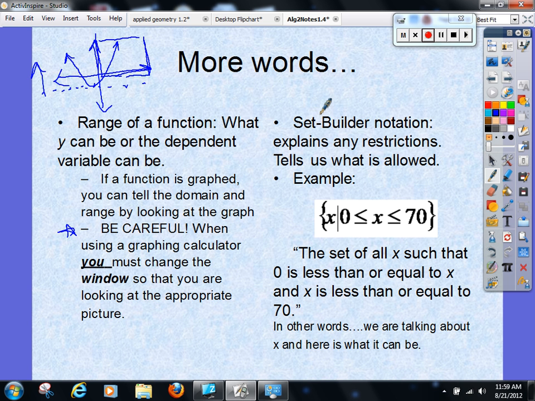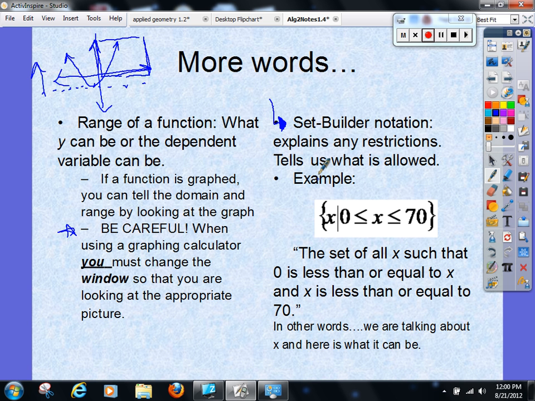This is probably what will be tested on or quizzed on the most from this section, the set builder notation. The rest is kind of just review and skills with using the calculator. The set builder notation is new. This is what it looks like, and this is how you read it. You read it as the set of all x such that 0 is less than or equal to x and x is less than or equal to 70.